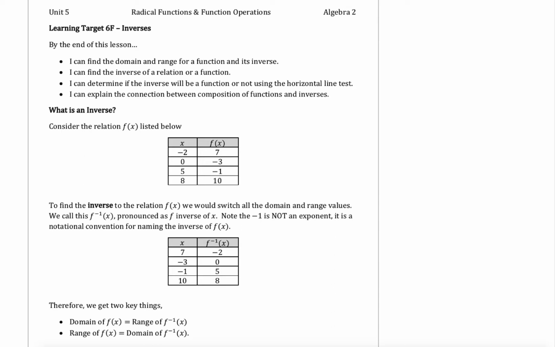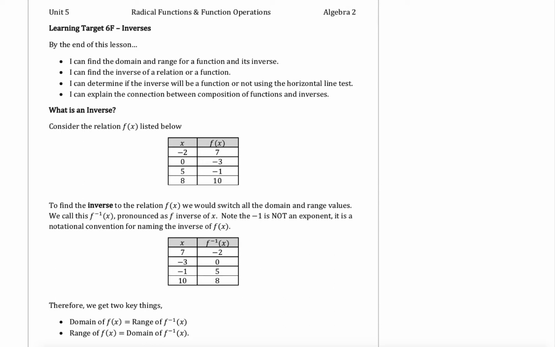its inverse, as well as find the inverse of a relation or a function as an equation. We will also be able to determine if the inverse will be a function or not using the horizontal line test. And lastly, we will be able to explain the connection between composition of functions and inverses. So we are going to start this lecture together in this video and then continue it in class tomorrow.